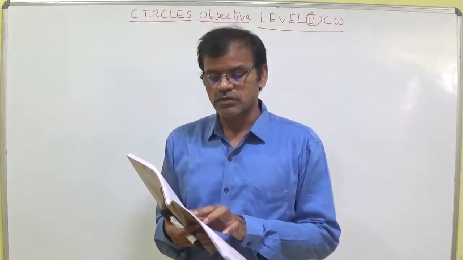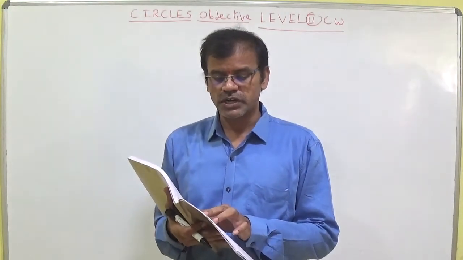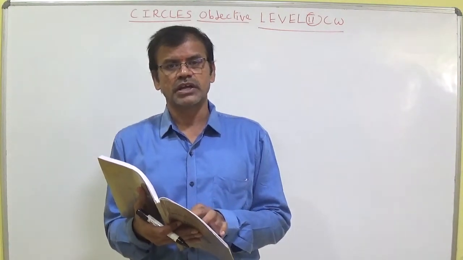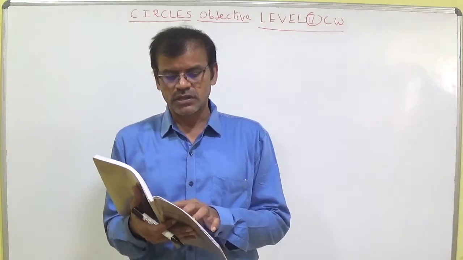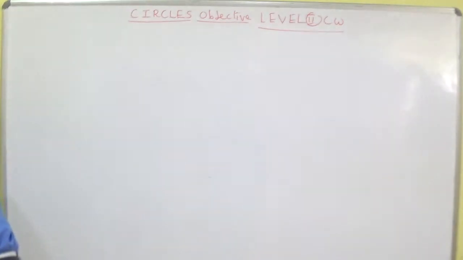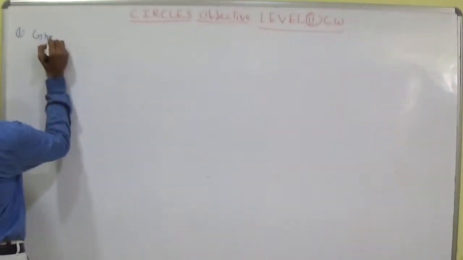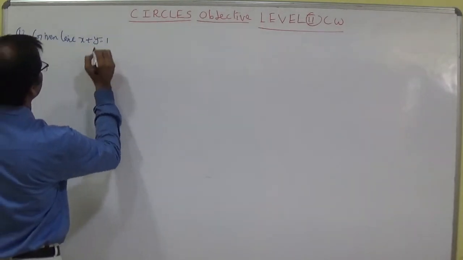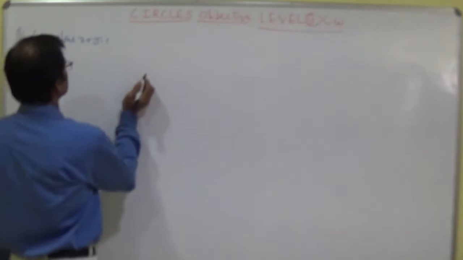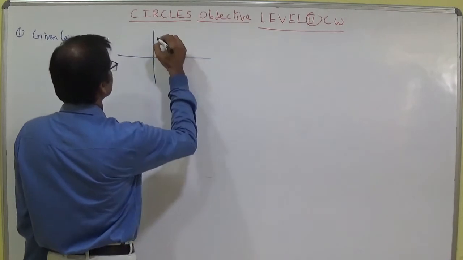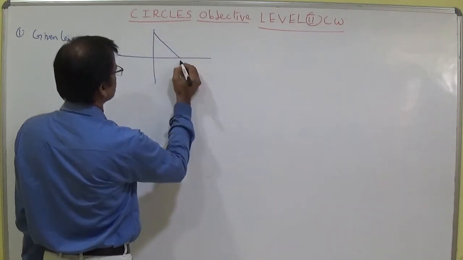The line x plus y is equal to 1 cuts the coordinate axis at P and Q, and a line perpendicular to it meets the coordinate axis at R and S. The equation of locus of point of intersection of PS and QR. The line x plus y equal to 1. Given line x plus y equal to 1. Put like this. This is the line x plus y equal to 1.